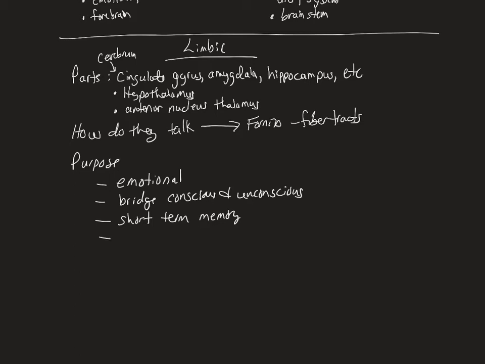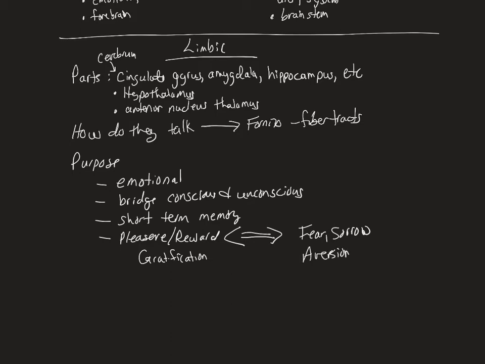It's also your pleasure or reward center. So this is also sometimes called your gratification center. Now remember, pleasure and pain often go together. So also fear, sorrow. So both the positive and the negative. The center for gratification, and the center for aversion.